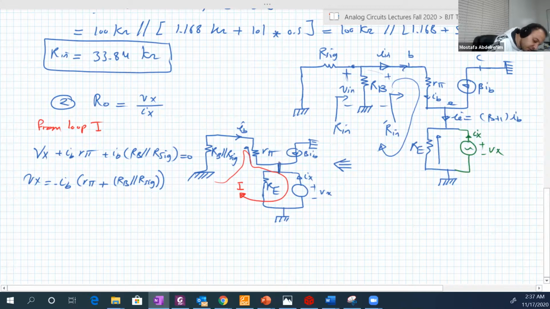How about this node? At that node, you have Ix going into the node. You have beta IB also going into the node. You have IB also going into the node. And you have this current here, the current of RE, going out of the node. So this is equal to the current of RE. Current of RE is just the voltage across RE over RE. The voltage across RE is Vx. So Vx over RE.